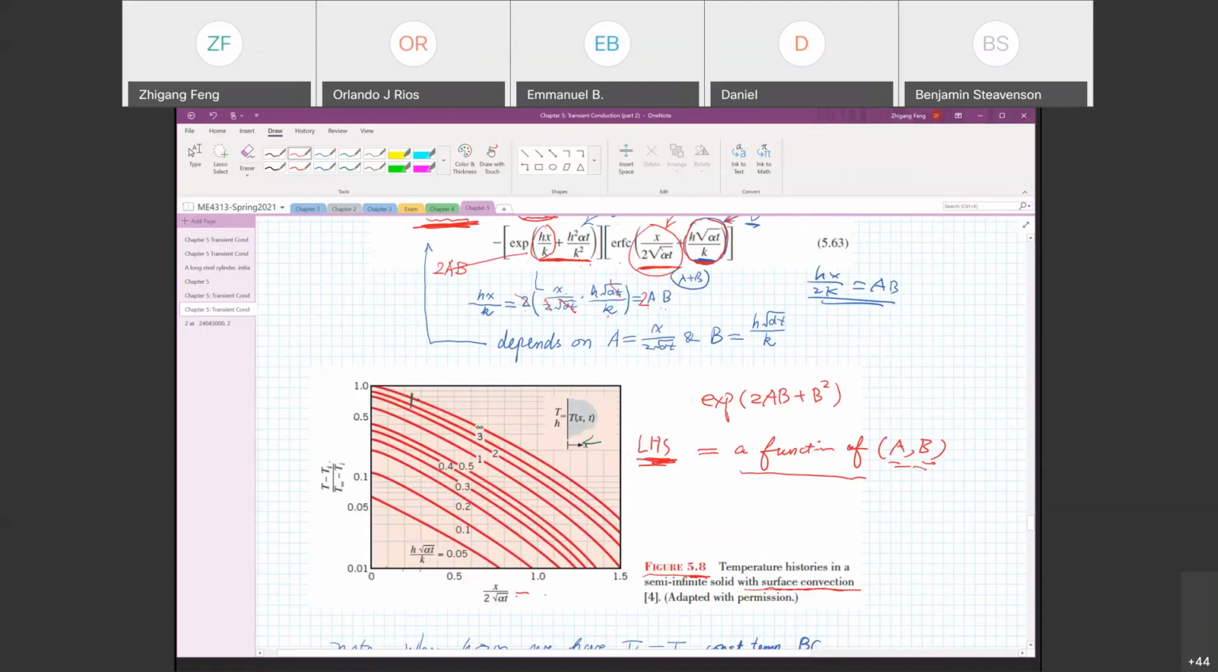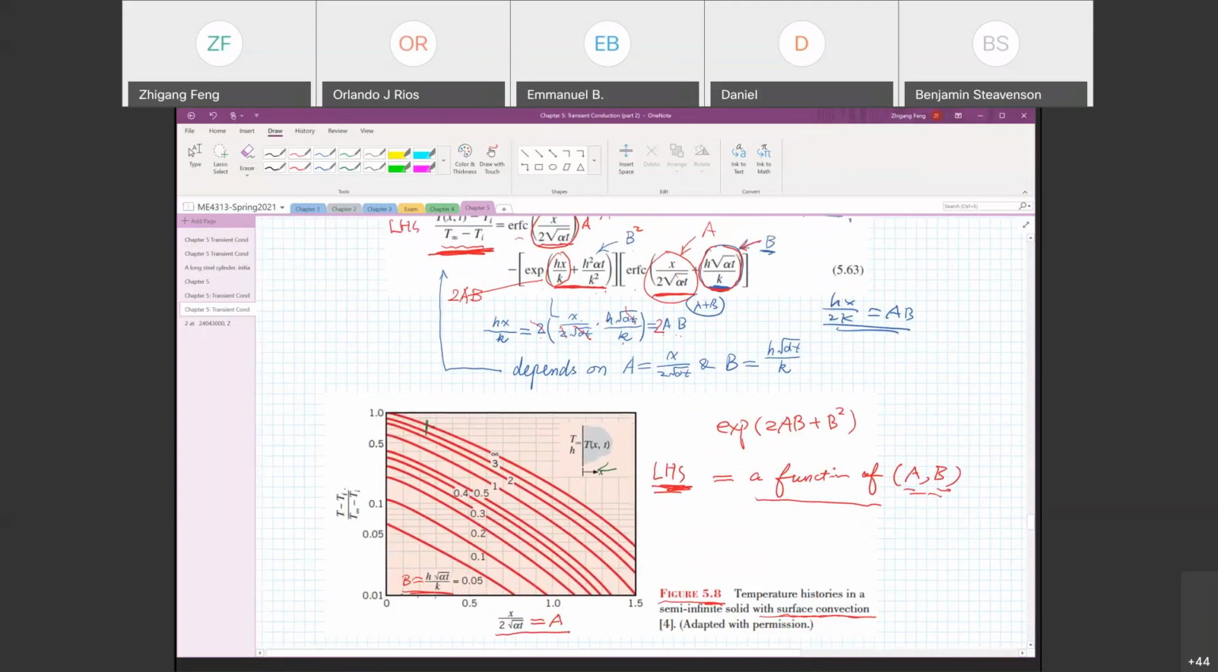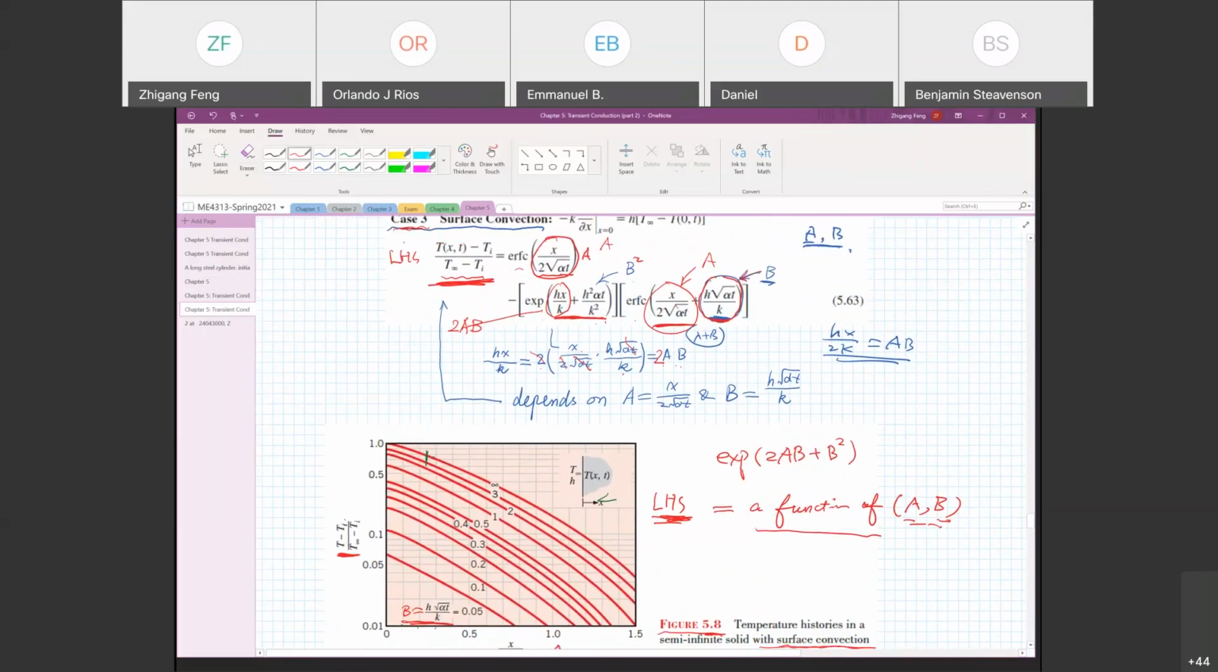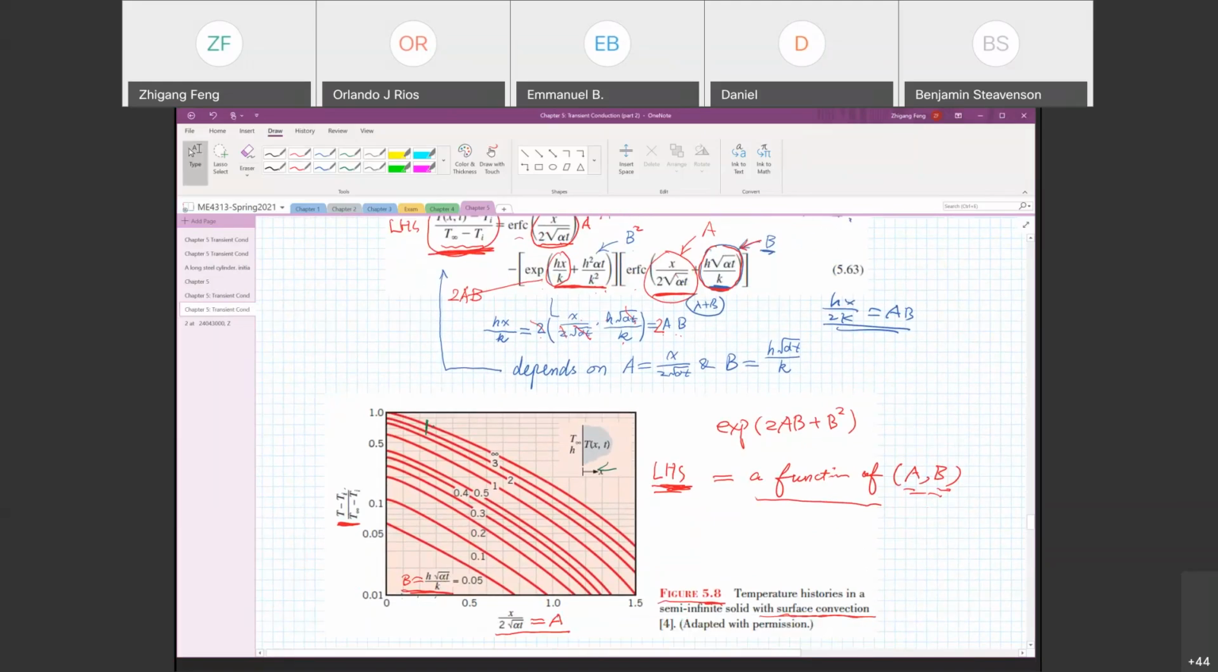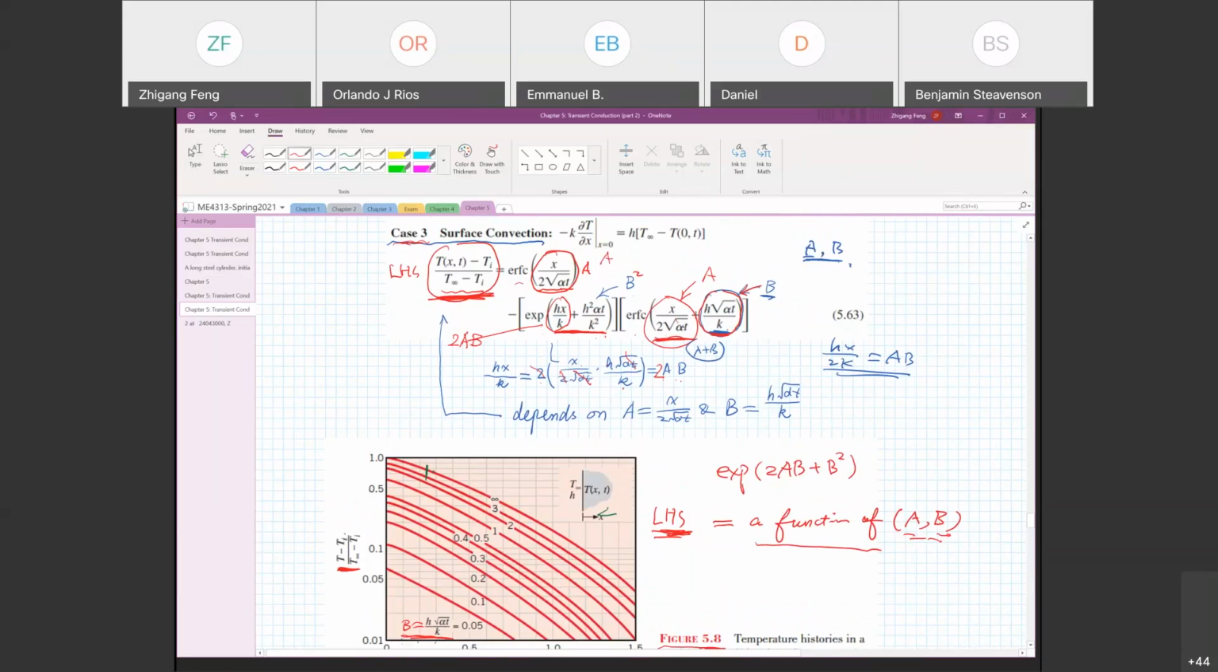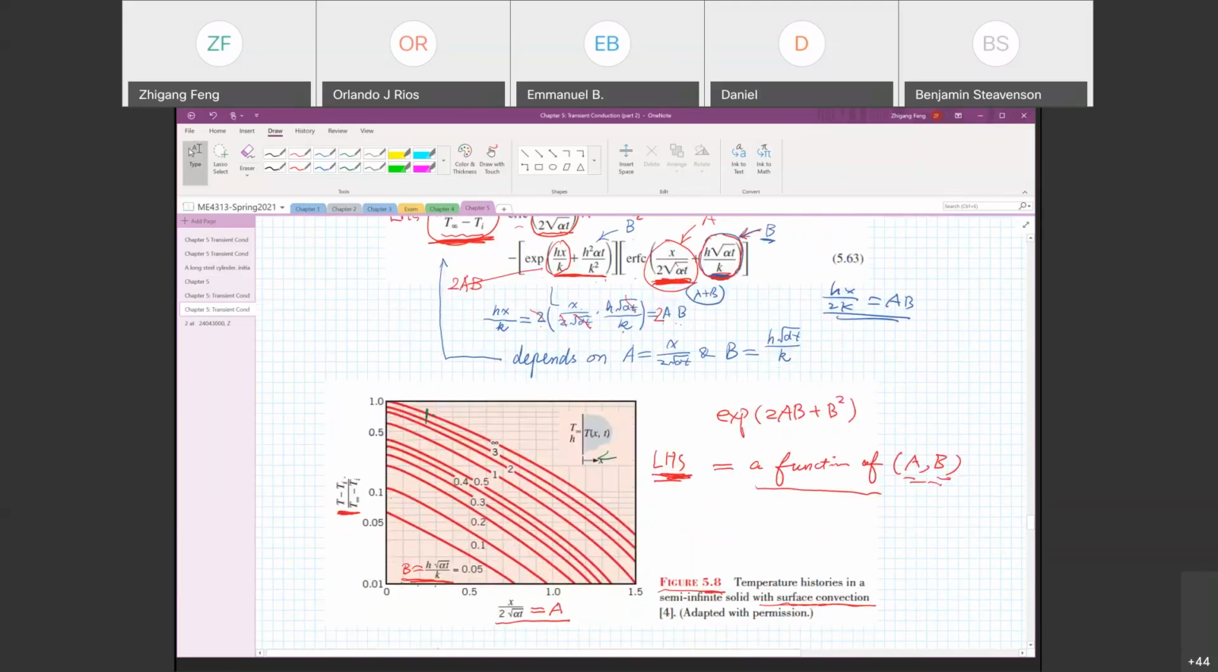The s-coordinate is equal to a. These red curves correspond to different b. Okay. So we calculate a first, and then we calculate b, and then we can determine this temperature ratio. So that's how we utilize this chart. Okay? So that's how we define the A. So we calculate the A, and then we calculate B, and then we go to the chart to determine this temperature ratio. And from this temperature ratio, we can find the actual temperature at the location X and at a specified time T.